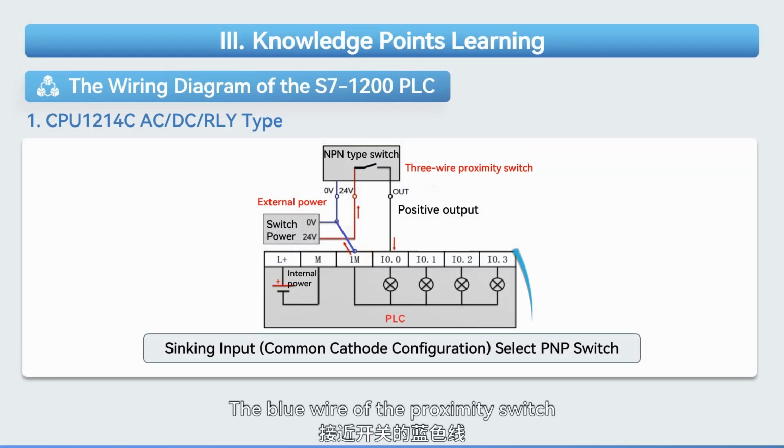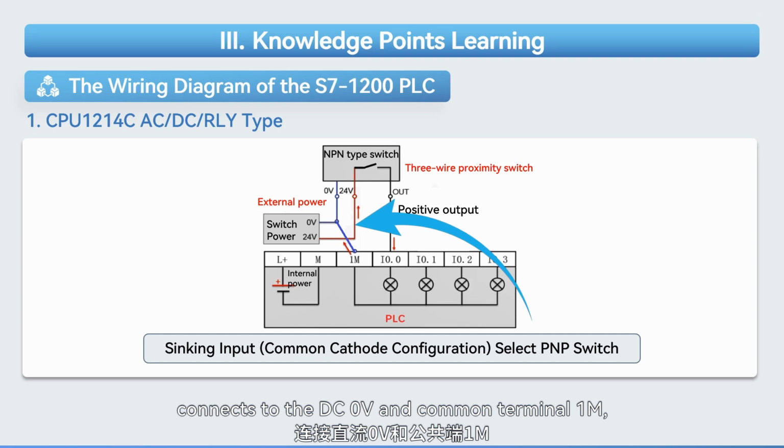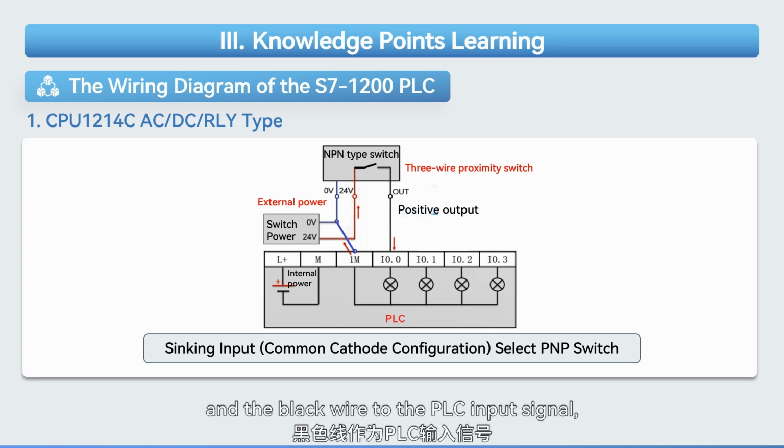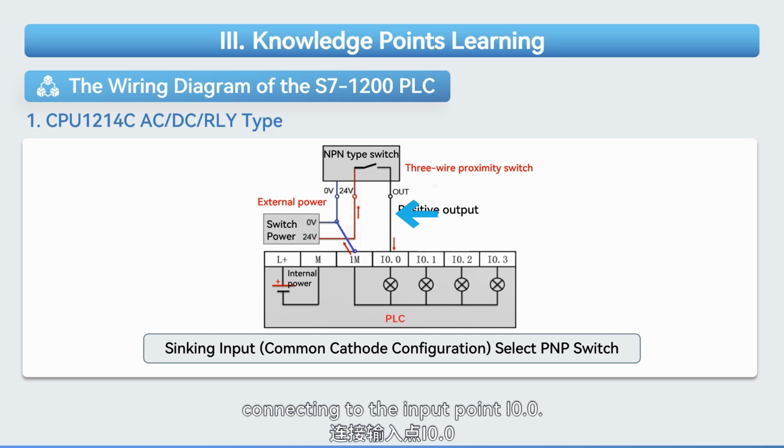The blue wire of the proximity switch connects to the DC 0 volts and common terminal 1M, the brown wire to the DC 24 volts, and the black wire to the PLC input signal, connecting to the input point I0.0.